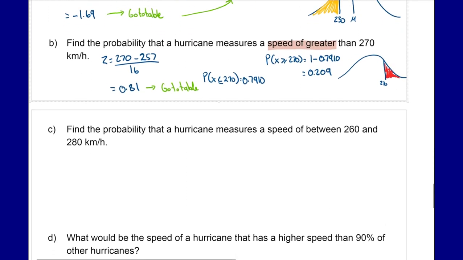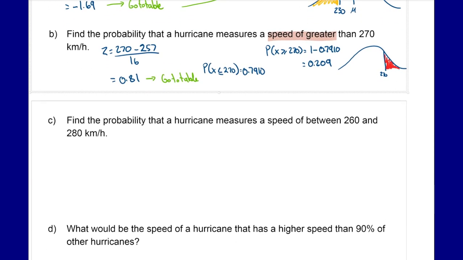C. Find the probability that a hurricane measures a speed of between 260 and 280. So similar to what we've done before in this lesson. I'm just going to draw a normal distribution. 260 is above, and so is 280. So I'm looking for this area or this probability or percent of data within those two. So in this case, we're going to have to do some subtraction because we were looking for this interval.